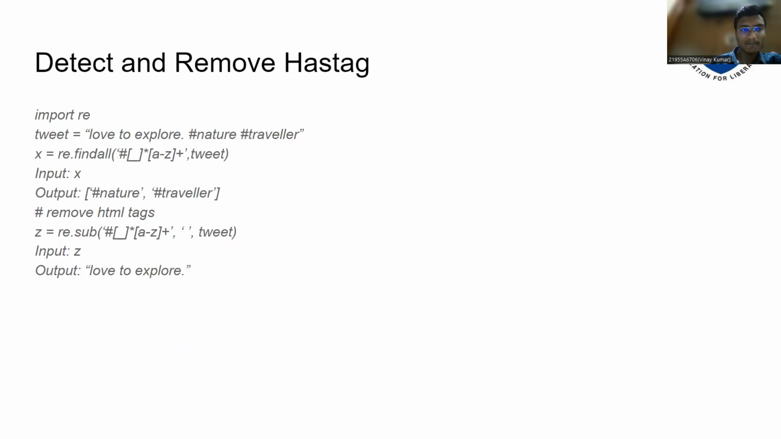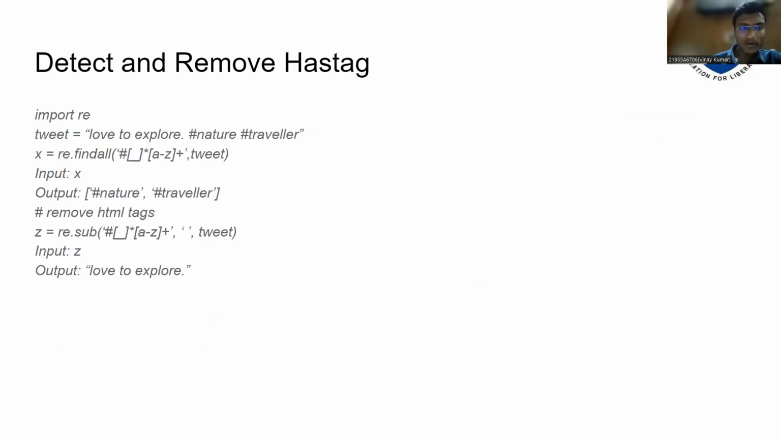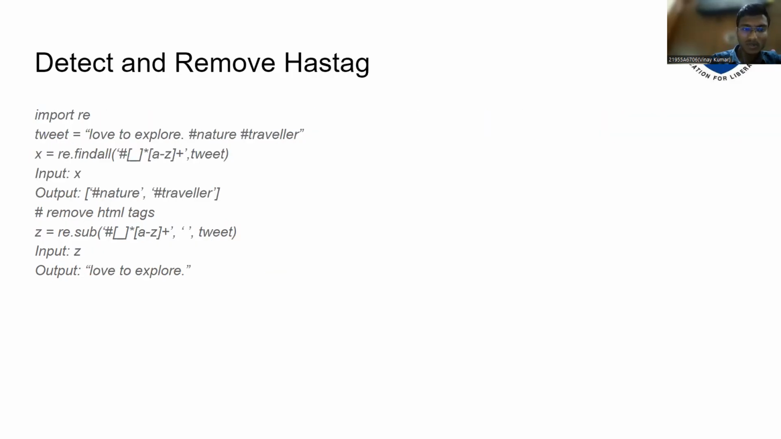Detecting and removing hashtags. Here we used the re.search method, which will only return the first occurrence of the match. So after finding myemail@gmail.com, it will not search further. So we will use re.findall to search all available patterns in the whole string or over the next lines. I'm giving the input: allowed to explore #nature #traveler. If we use only the search method, it will only return the first hashtag, which is #nature. It will not search through the next characters like #traveler.